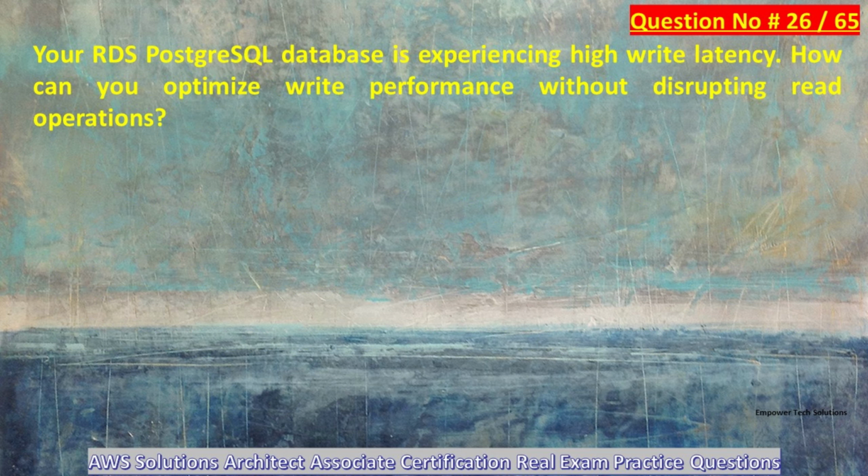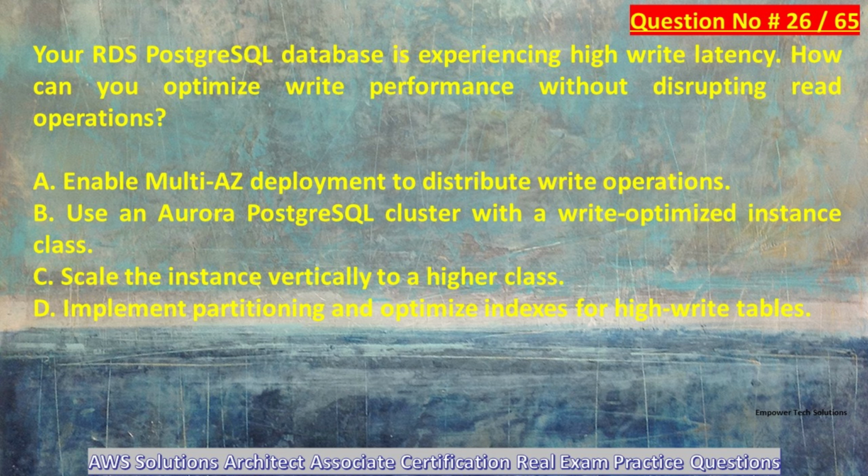Your RDS PostgreSQL database is experiencing high write latency. How can you optimize write performance without disrupting read operations? A. Enable multi-AZ deployment to distribute write operations. B. Use an Aurora PostgreSQL cluster with a write-optimized instance class. C. Scale the instance vertically to a higher class. D. Implement partitioning and optimize indexes for high-write tables.